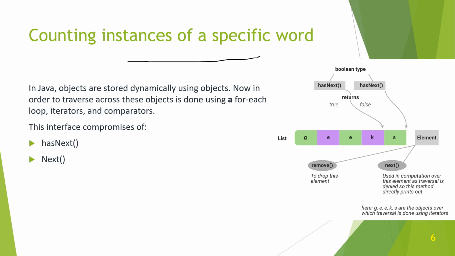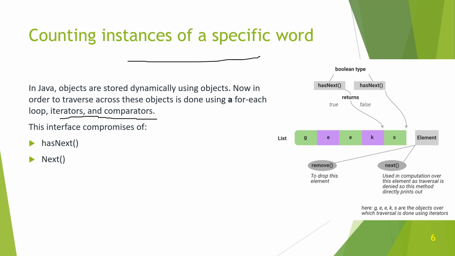Counting instances of a specific word. In Java, objects are stored dynamically using collection objects. Now, in order to traverse across these objects, we use a for-each loop, iterators, and comparators.